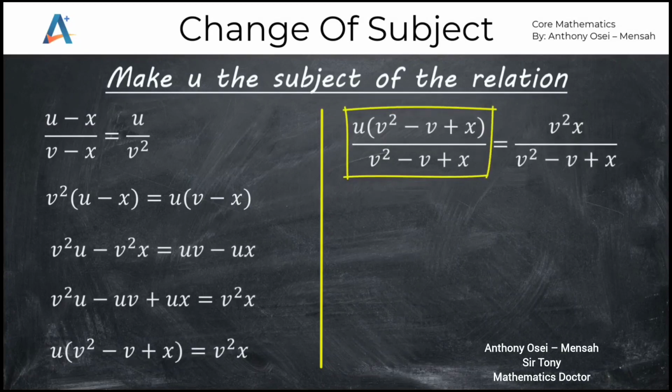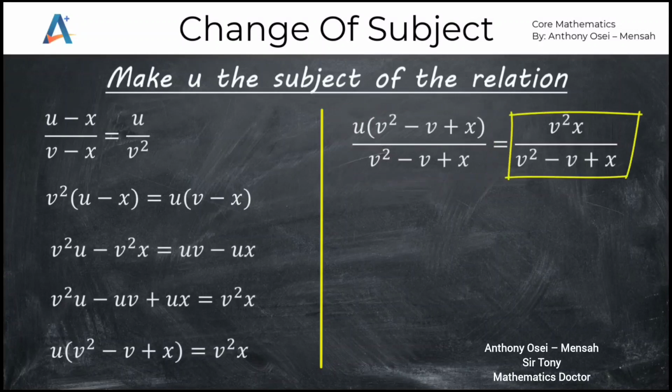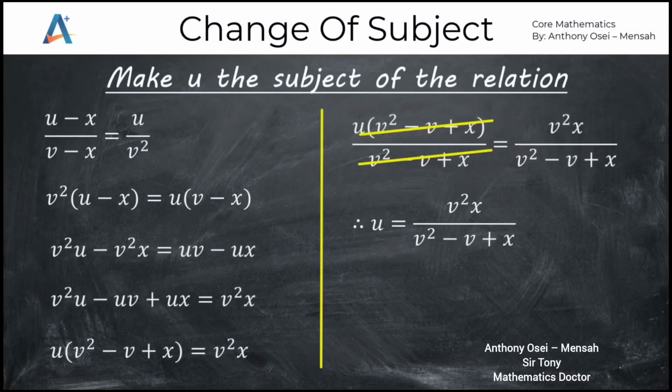So we have repeated the term here and the term here. So now we divide by the one in the bracket, which is v squared minus v plus x. Then we divide here still by v squared minus v plus x. So this one will cancel this one to allow u to stand alone, thereby becoming the subject. So we can conclude that therefore u will be equal to v squared x all over v squared minus v plus x. Now we can boldly conclude that this is our final answer.